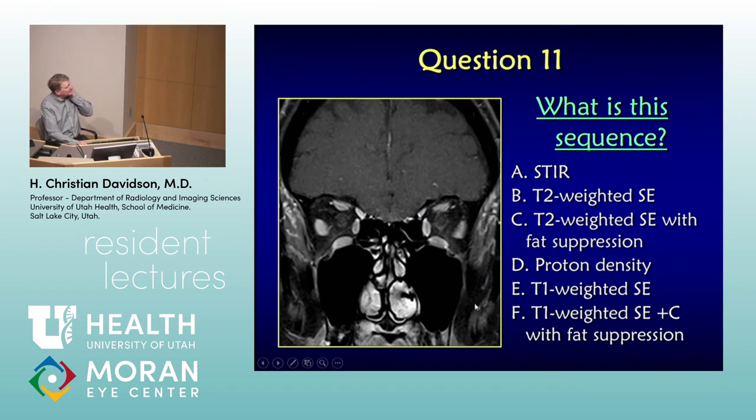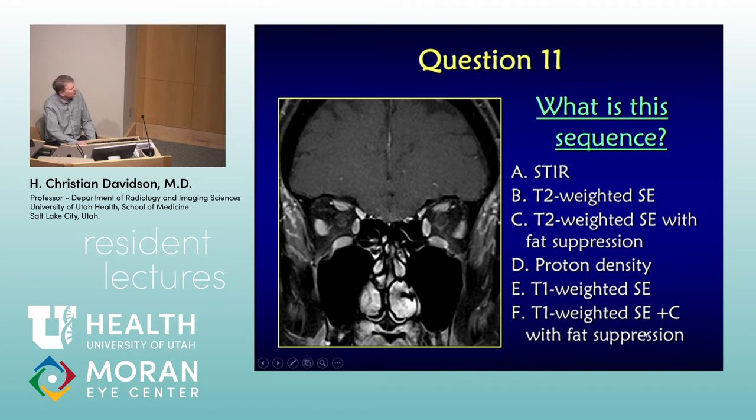So this is a T1 spin echo, coronal in this case. CSF is dark. Notice how fluid is dark. Very brightly enhancing mucosa and muscles, but the fat is dark. So what's this one? T1 with fat suppression. Right, so this is a T1 weighted spin echo with contrast and fat suppression.